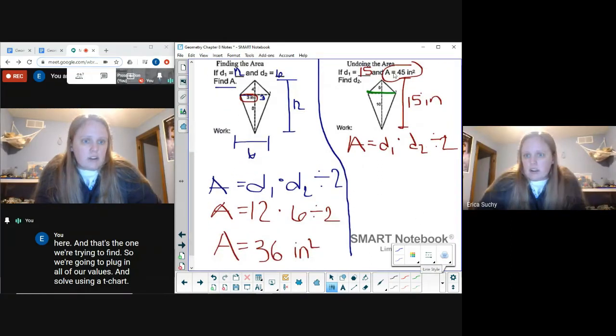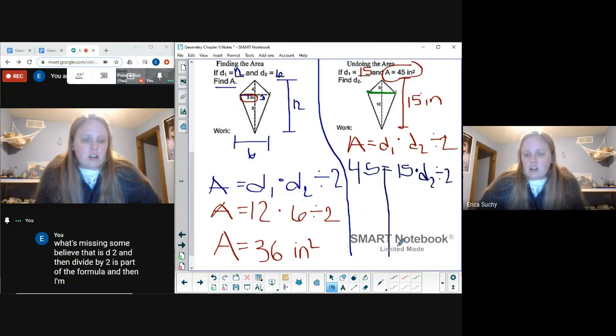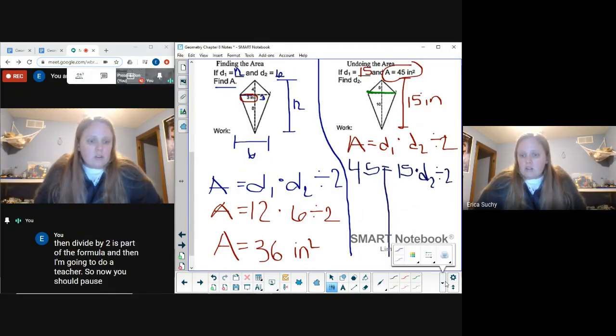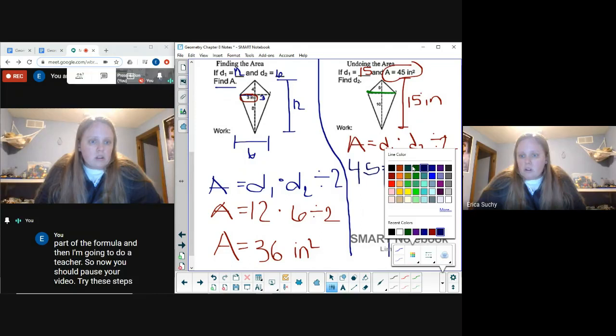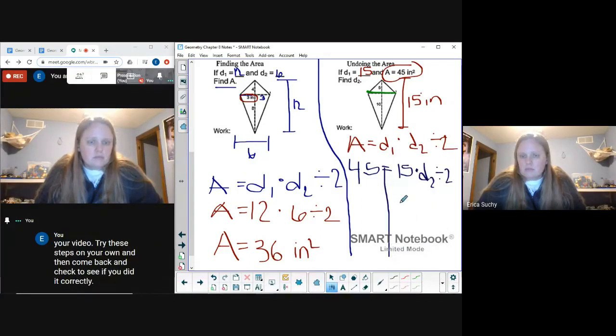Okay, so area, or capital A, is 45. So I'm going to put 45 here. D1, our diagonal number 1, was a length of 15. D2 is what's missing, so I'm going to leave that as D2. And then divide by 2 is part of the formula. And then I'm going to do a t-chart. So now you should pause your video, try these steps on your own, and then come back and check to see if you did it correctly.